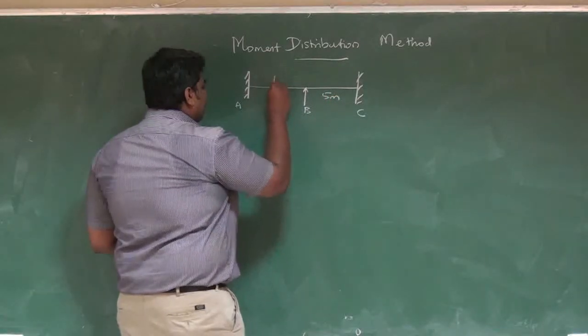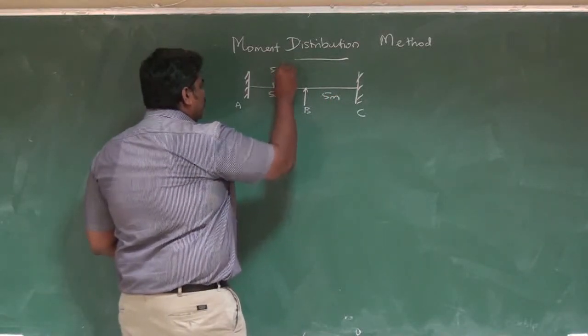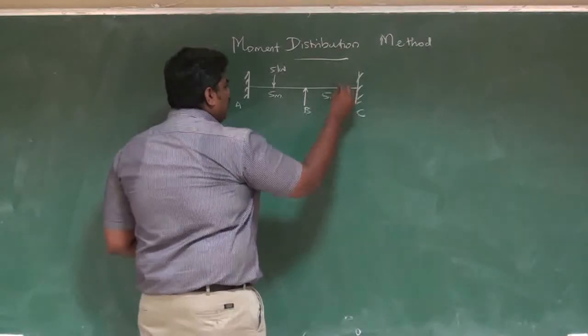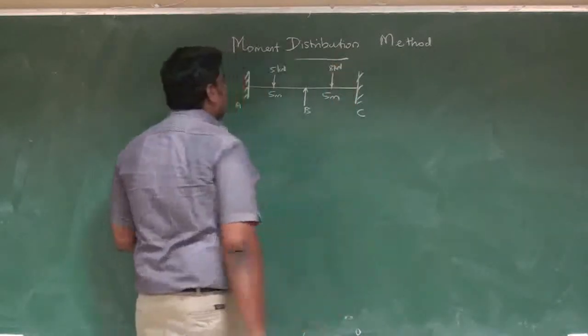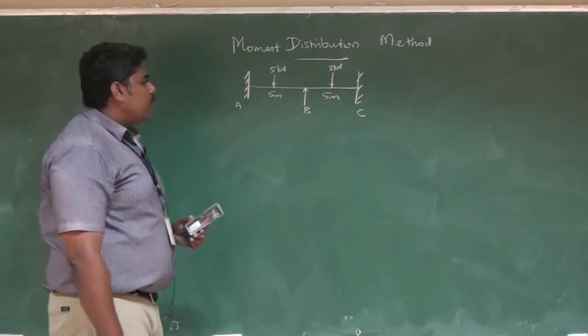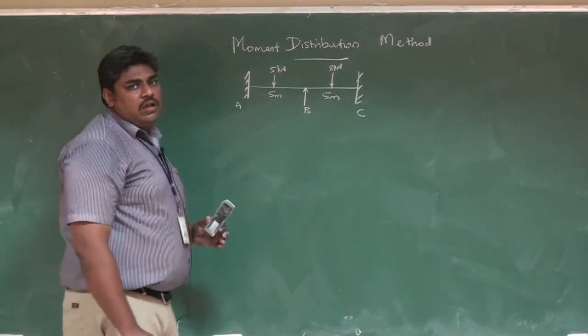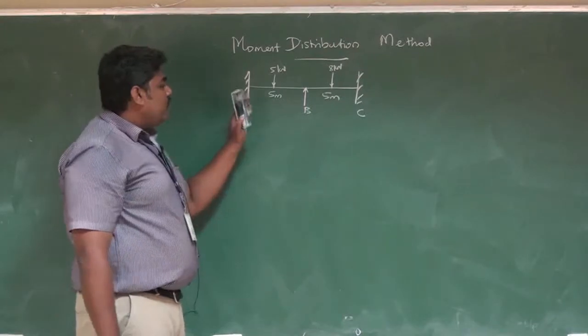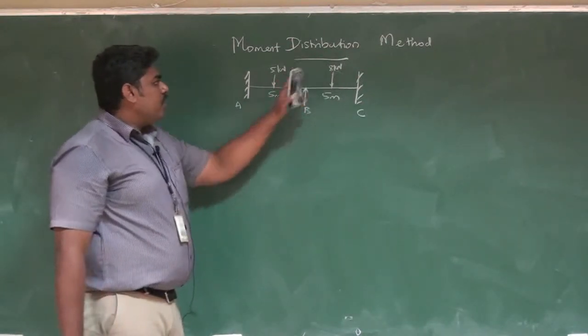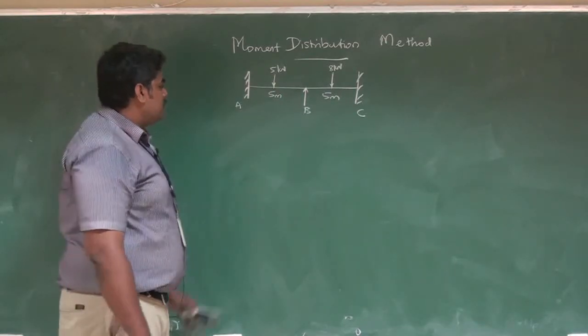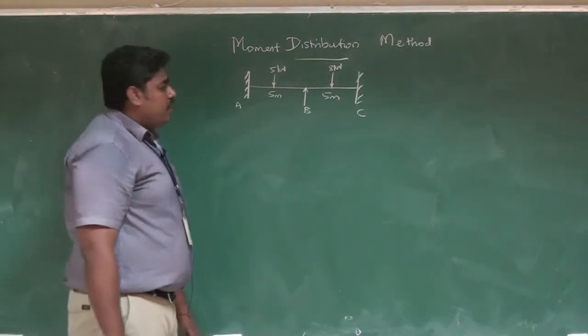Let me have a central point load here, 5 kilonewton. Let me take the same load here, 8 kilonewton, right? So assume we have been given a problem. This is a fixed continuous beam having fixed ends, 2-span continuous, having 5 kilonewton and 8 kilonewton as central loads. The spans are 5 meter and 5 meter, right?